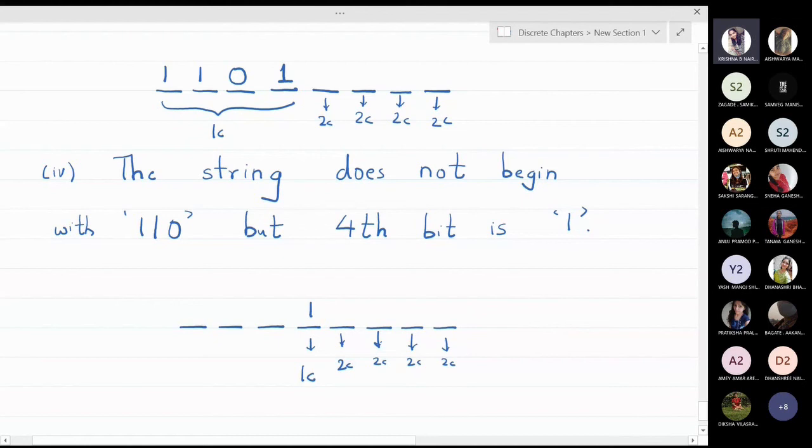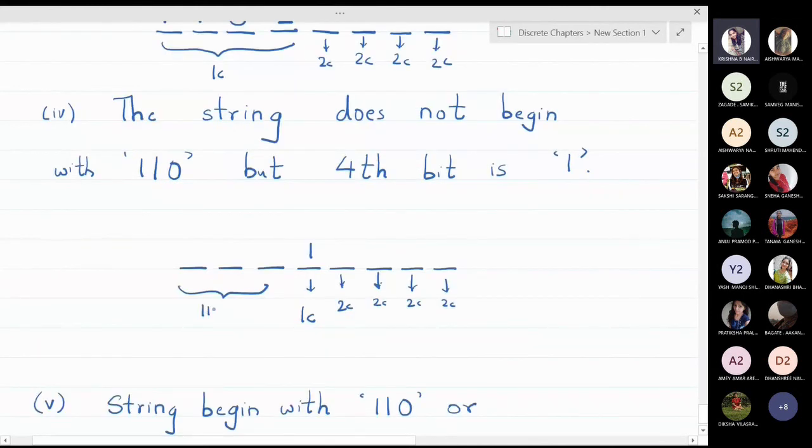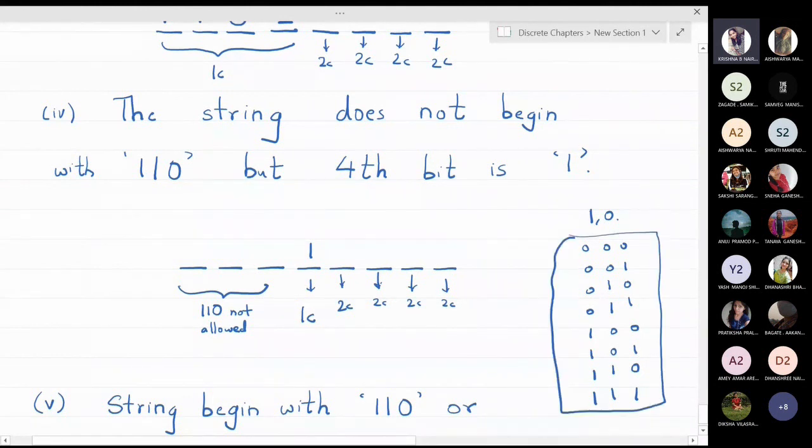And here in the first 3 places, I don't want 1, 1, 0. 1, 1, 0 is not allowed. If 1, 1, 0 is not allowed, what is allowed? We know that using 1s and 0s, let me write all the length 3 strings here: 0, 0, 0, then 0, 0, 1, 0, 1, 0, and so on up to 1, 1, 1. Okay, so these are all the possible strings of ones and zeros of length 3.